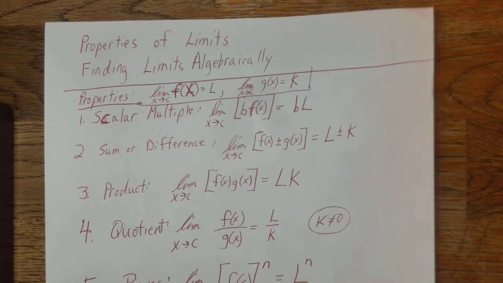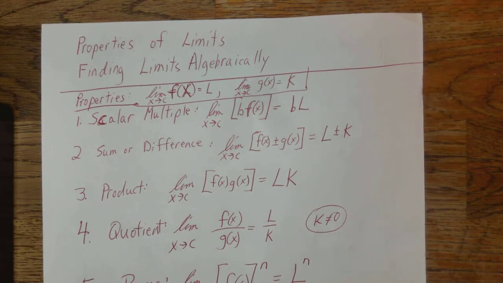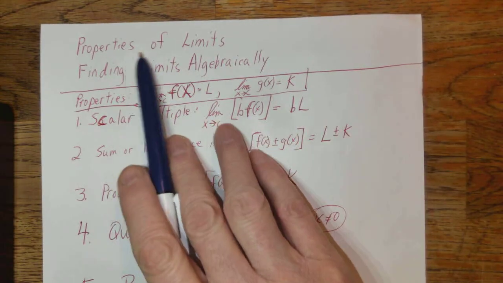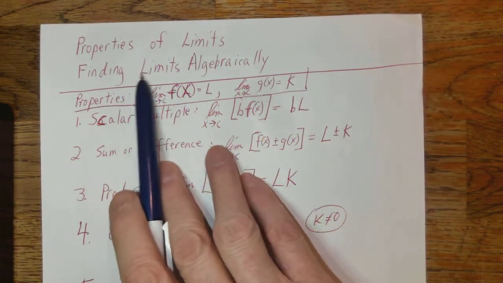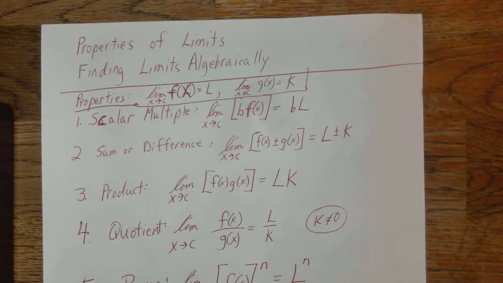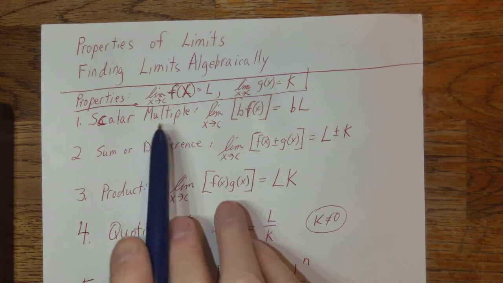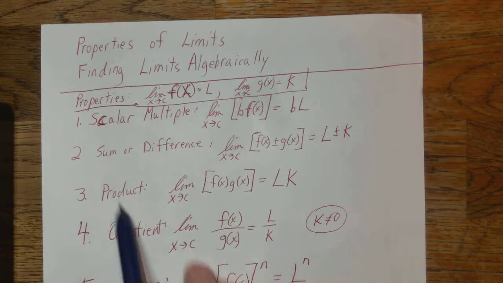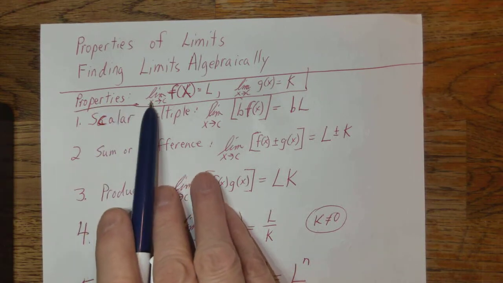Alright, we're moving on with limits a little bit. I think this is our third limit lesson, and we're talking about properties of limits and then just finding limits algebraically. It's a very straightforward lesson, I think you'll find. And let's deal with, we've got 5 properties here.